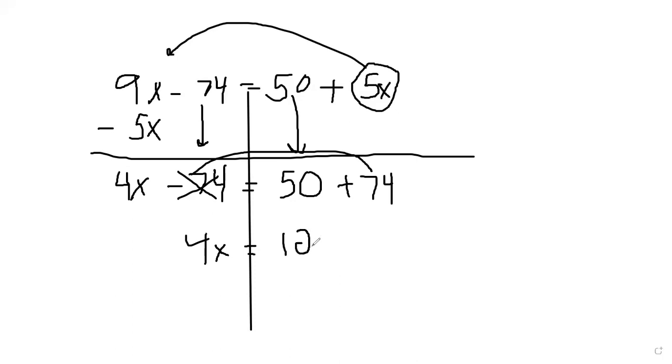And now all we need to do is divide both sides by 4. And I'll draw our division line. And that leaves us with x, just what we want, equals, what's that going to be? 31. That's all there is to it. So what did we do? We moved the letters over first, and then we did the numbers. Okay, let's try another one.